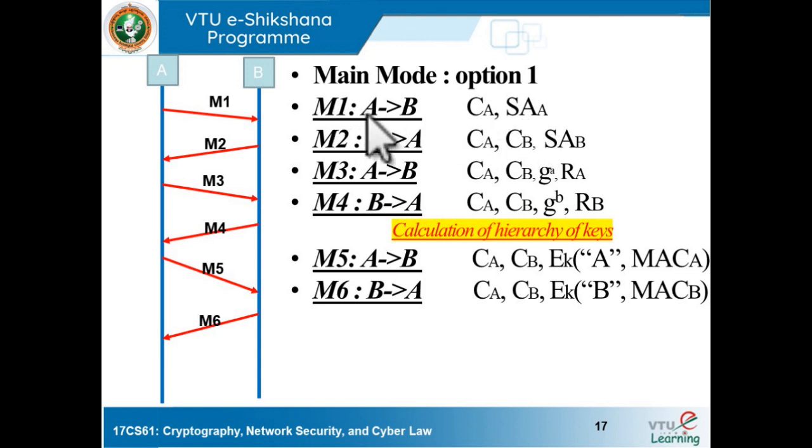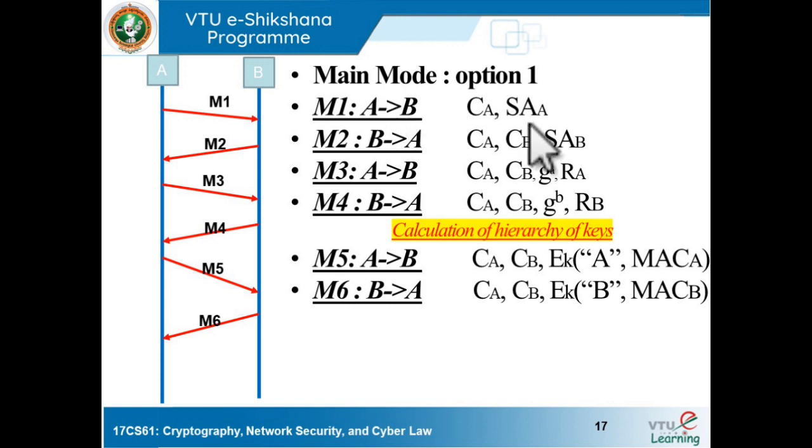The M1 is a message which is sent from A to B, and this message contains the information on the cookie generated by A, that is represented as CA, and SAA is a cryptographic algorithm which is proposed by A for use in the IKE security association.